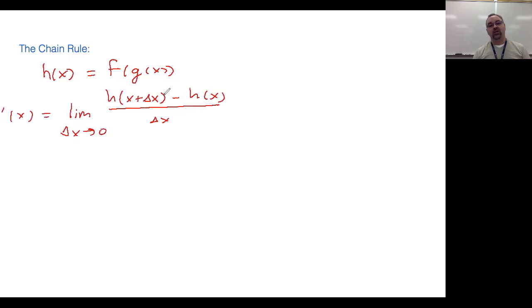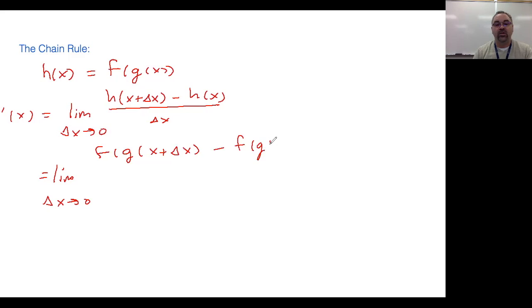So what I'm going to do here is use the composite definition for h and expand this out. So what I get is the limit as delta x approaches 0 of f of g of x plus delta x minus f of g of x. Oops, forgot a parenthesis right there. And that's all going to be over delta x.